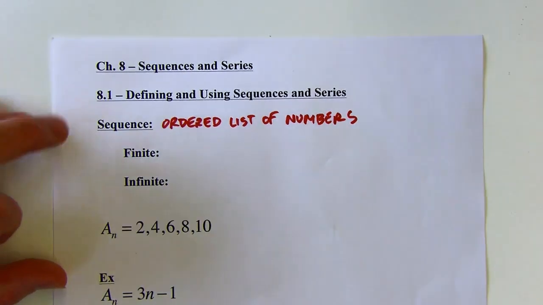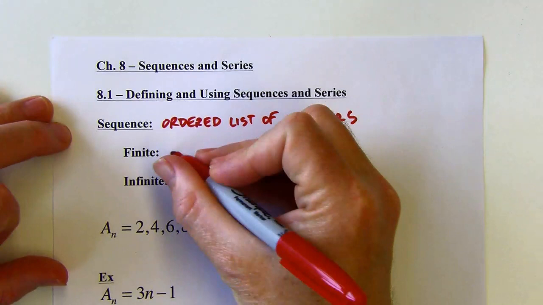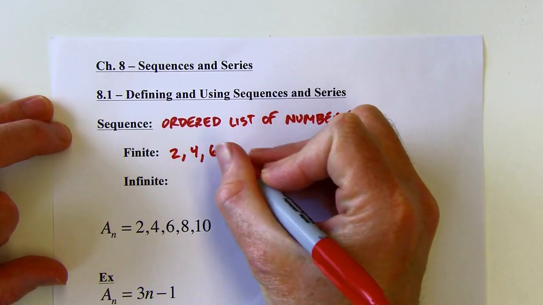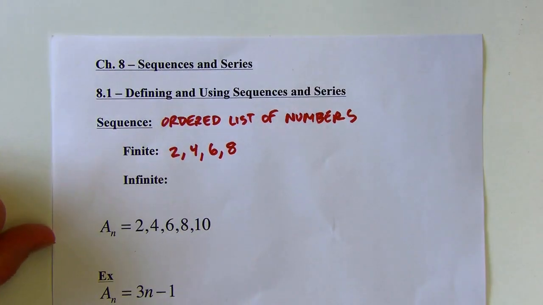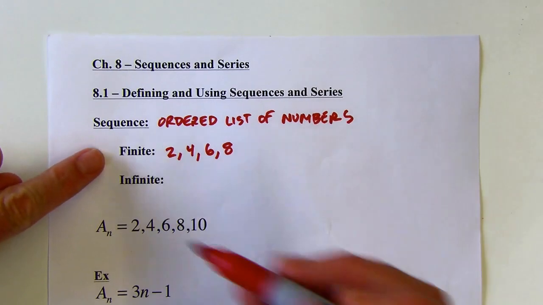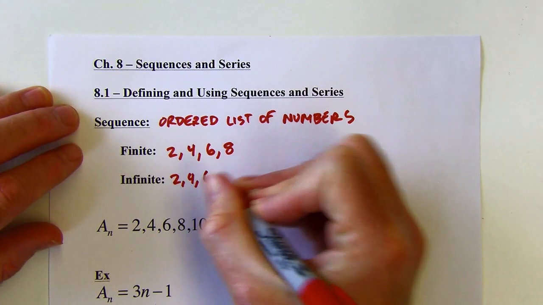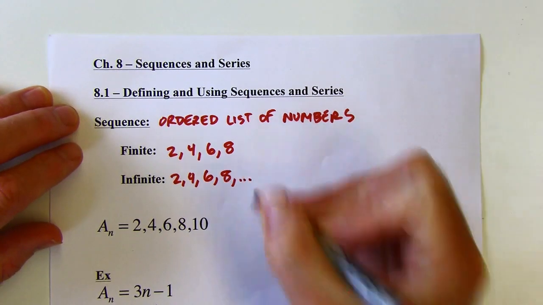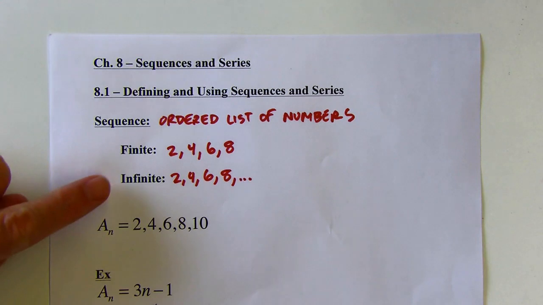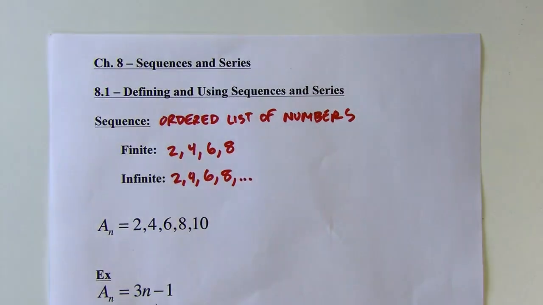Okay, and then rather than defining a finite sequence and an infinite one, I'm just going to show you an example. Here is a finite sequence. It's an ordered list of numbers, right? So this one's finite because it has an end, as opposed to this one, because I've got the dot, dot, dot, that just means it goes on infinitely, okay? It's infinitely long. This one is finite as a finish, okay?